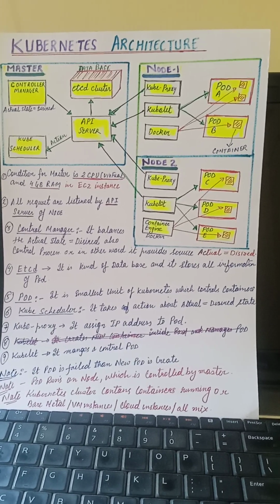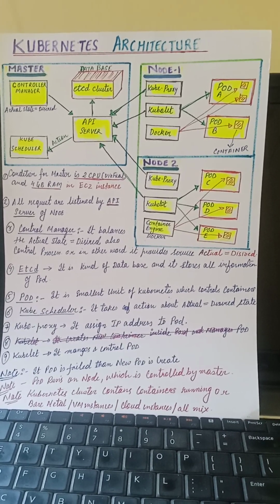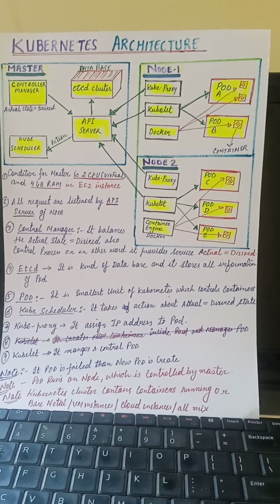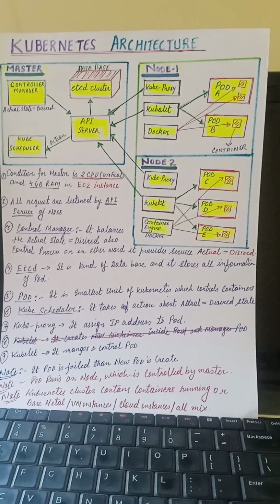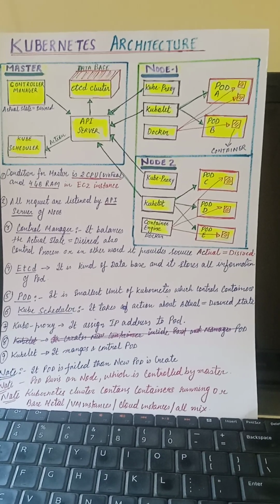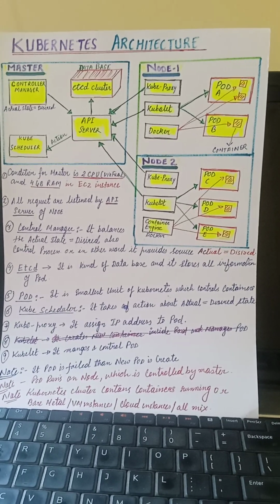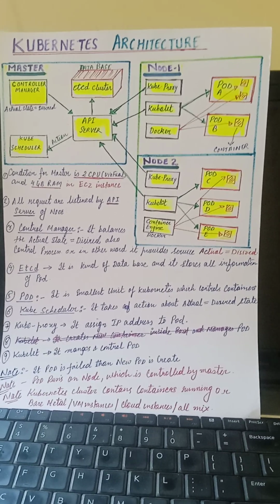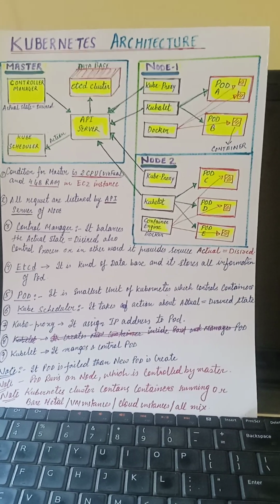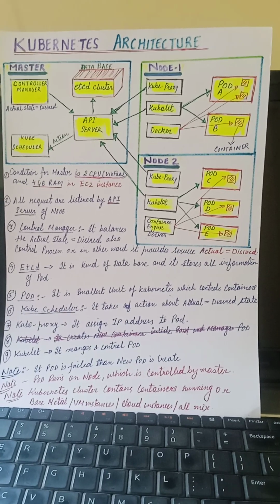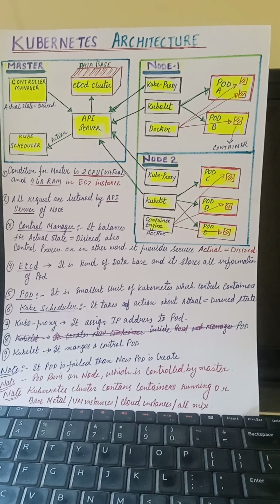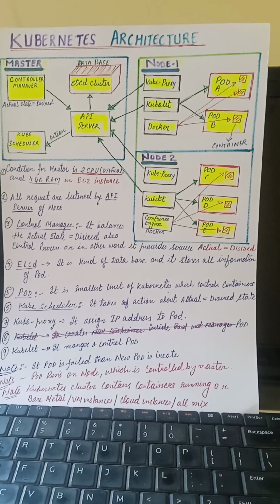The API server plays a very vital role in this architecture, as it acts as a receptionist in an office. If we take a real-life example, we can assume the API server as a receptionist or a front desk person in any organization. So all the requests come to the API server from different components.